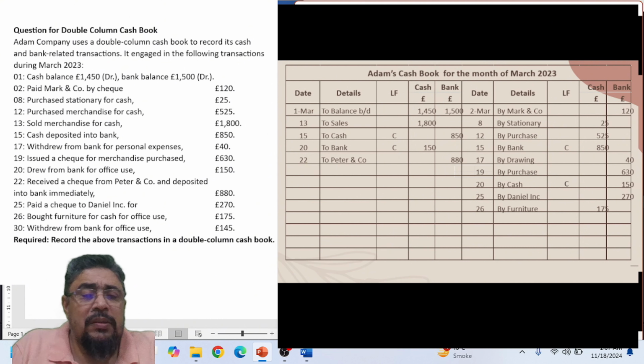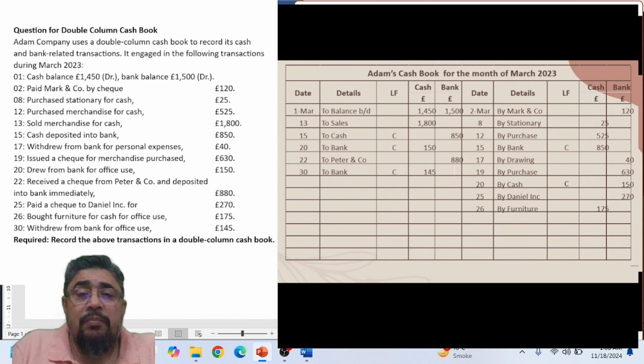Next, on 30th March, withdrew from the bank for office use. So for office use we withdraw the cash. So this is a contra entry. This means the cash column is debit and the bank is credit. So here on the debit side we will write 30th March to bank account, and in LF we mention C for contra, the amount is 145.